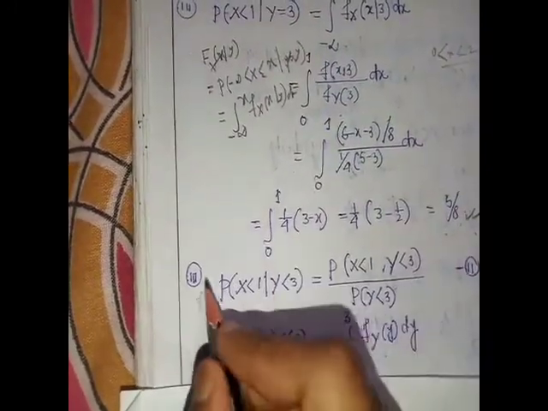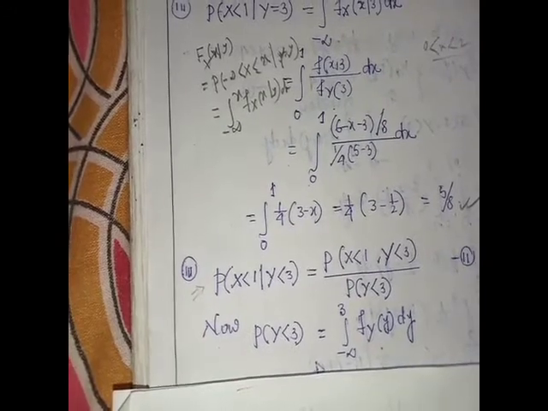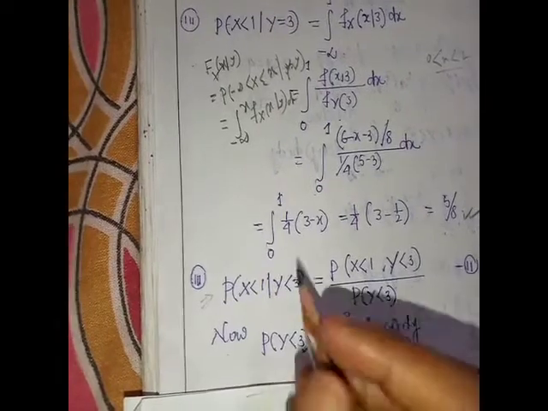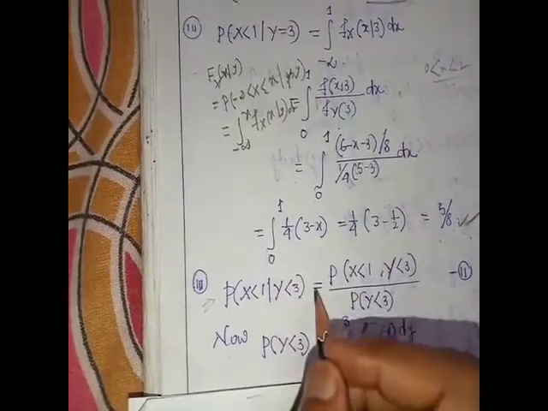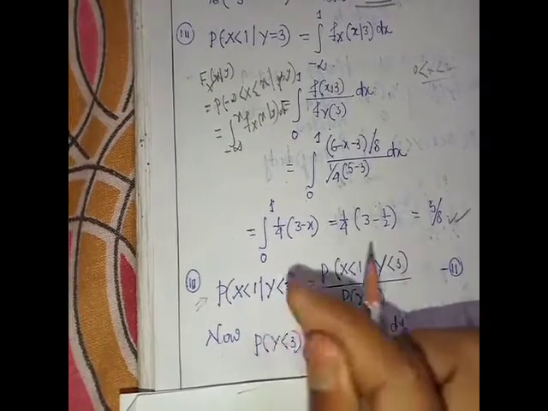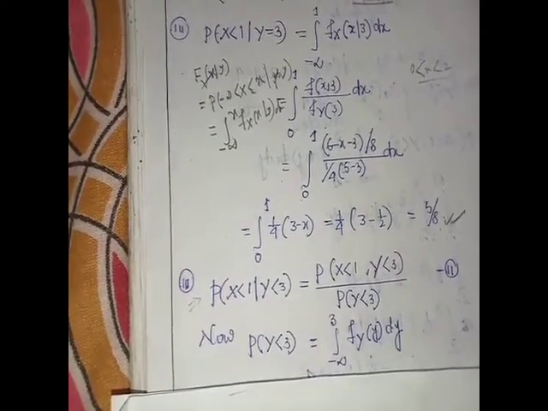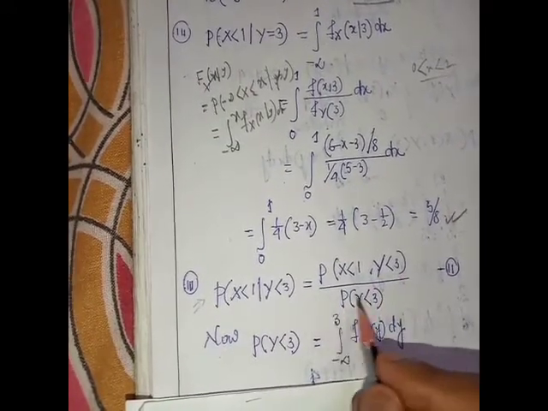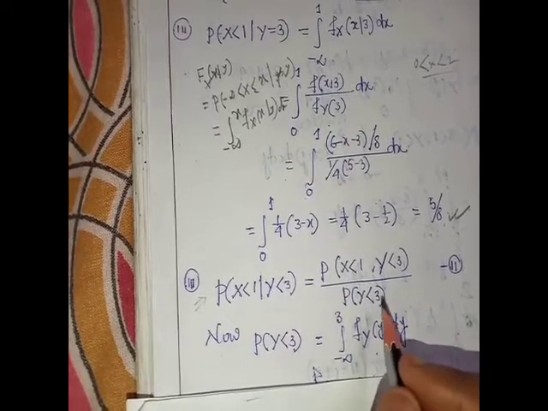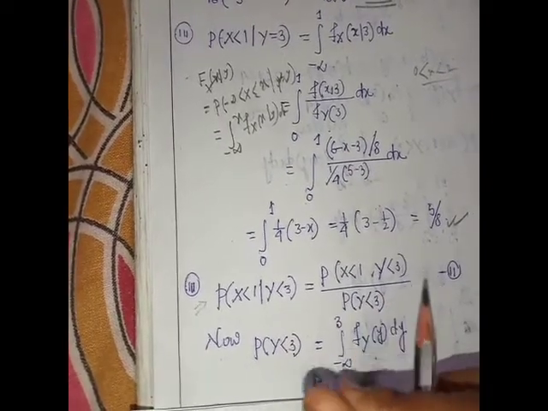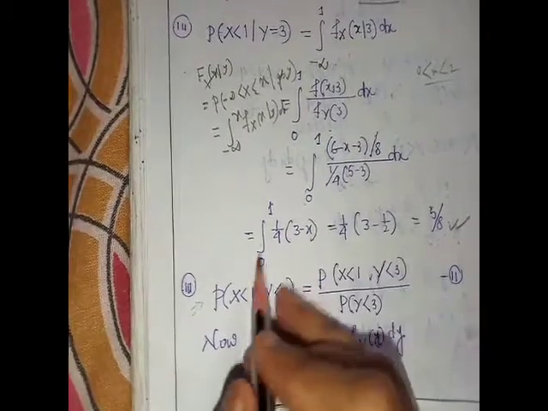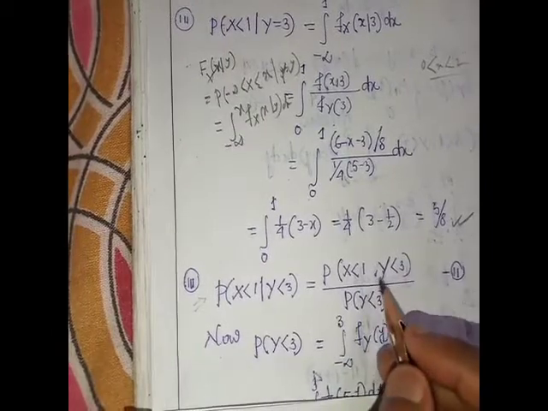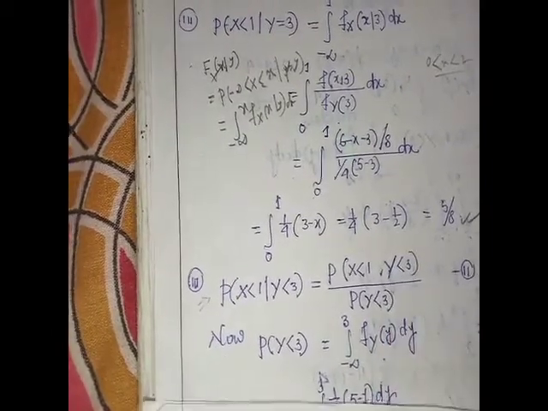Fourth problem: probability of X less than 1 given Y less than 3. Probability of X less than 1 given Y less than 3 equals, this is the formula, probability of X less than 1 comma Y less than 3, by probability of Y less than 3. Okay, this is also the formula.